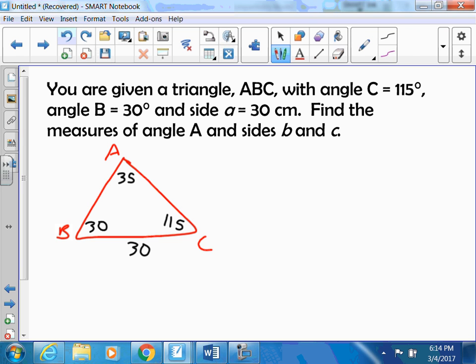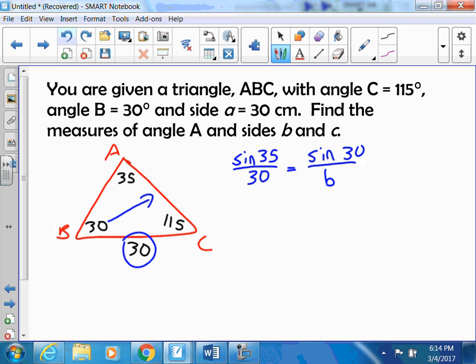Sine of 35 over 30 equals the sine of 30 over, so if I'm going to do 30, I'm doing it over this side, which would be our lowercase b. This length of 30 is opposite of 35, and that angle is bigger than this 30 right here, so this should be less than 30. We'll see how much less than 30.